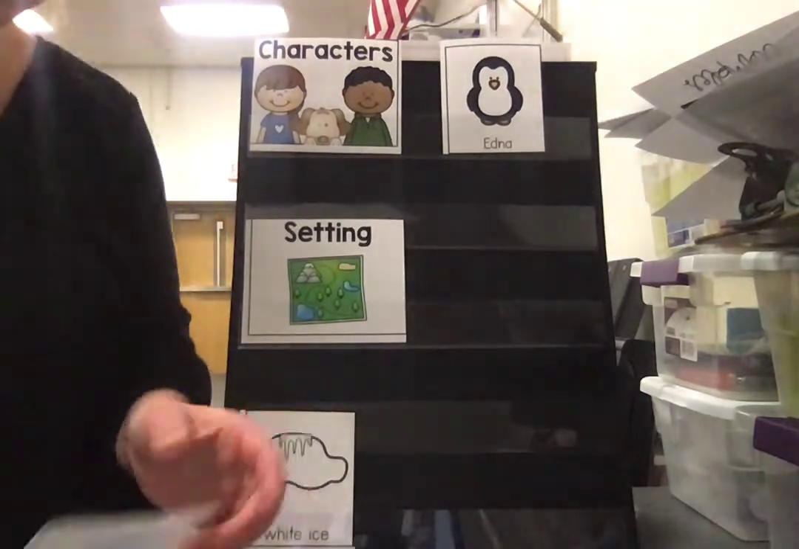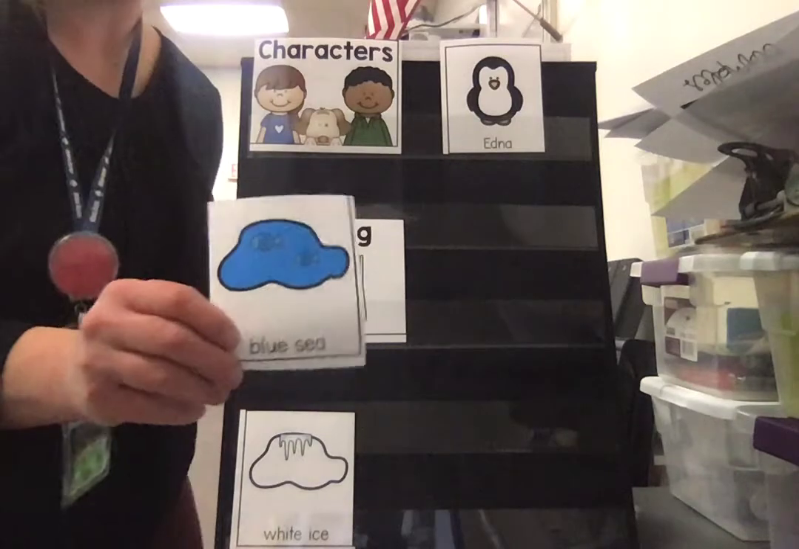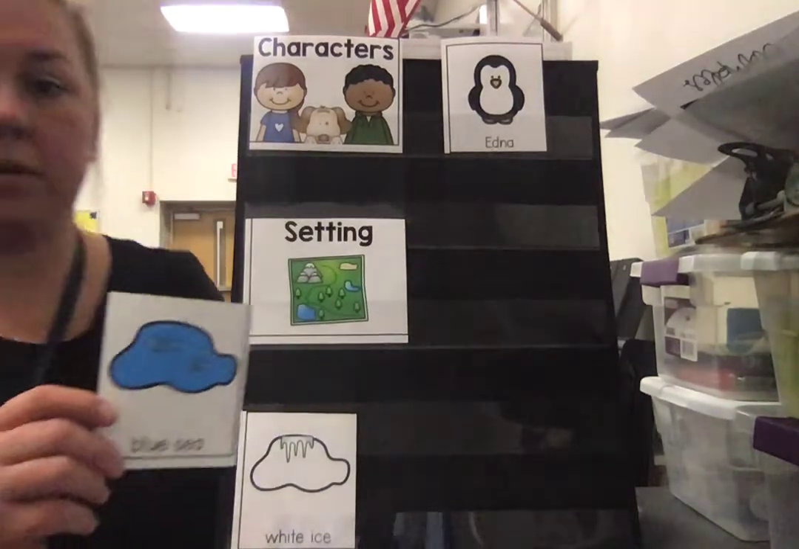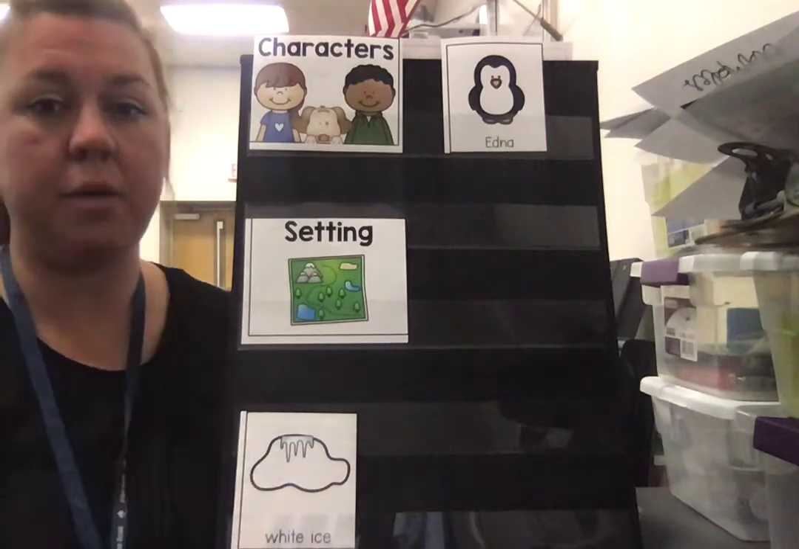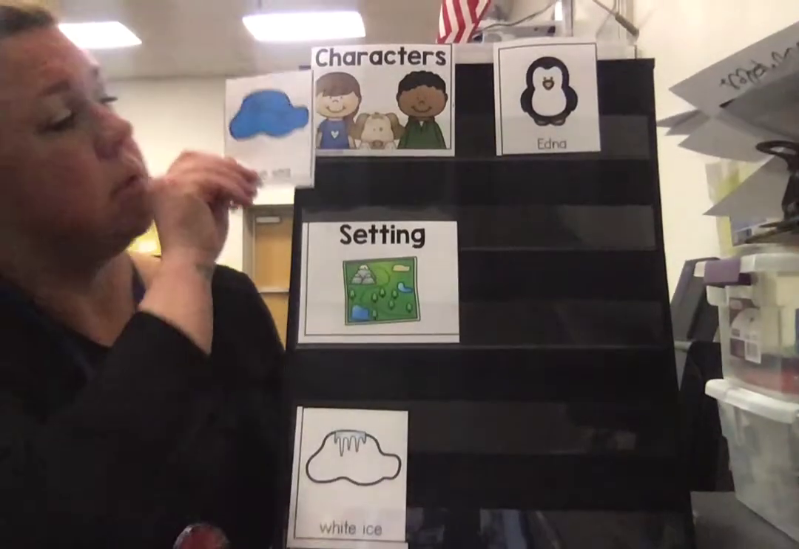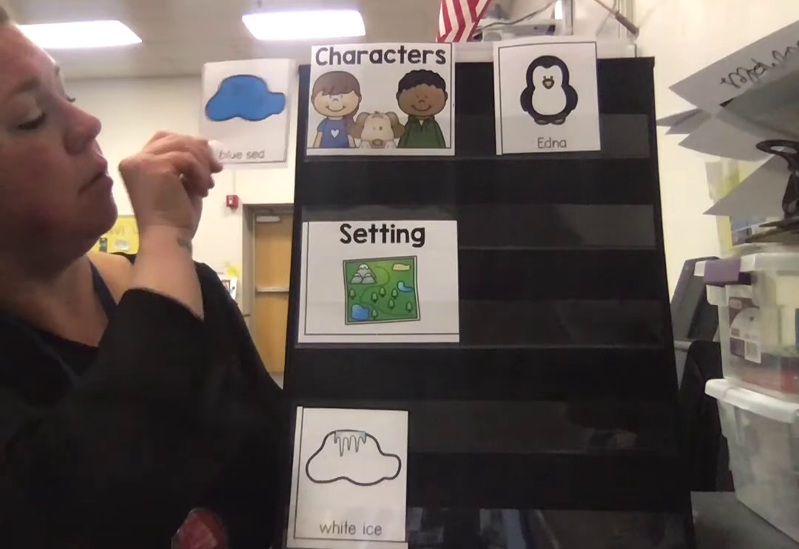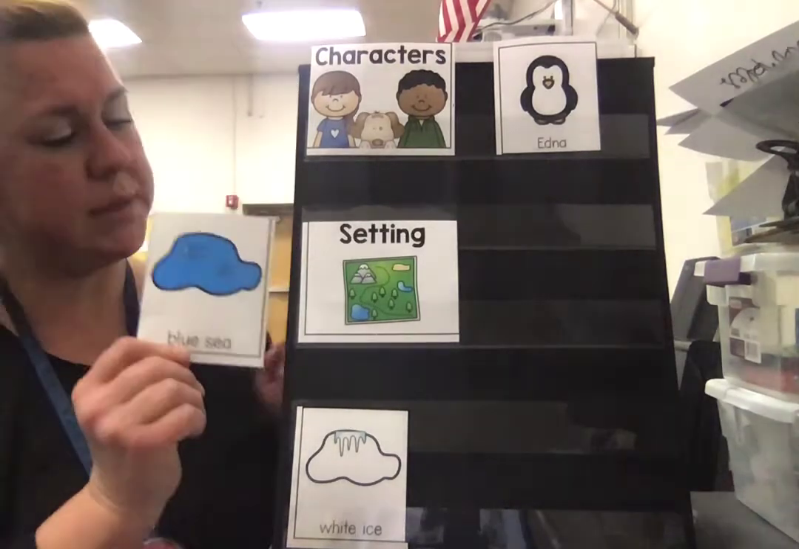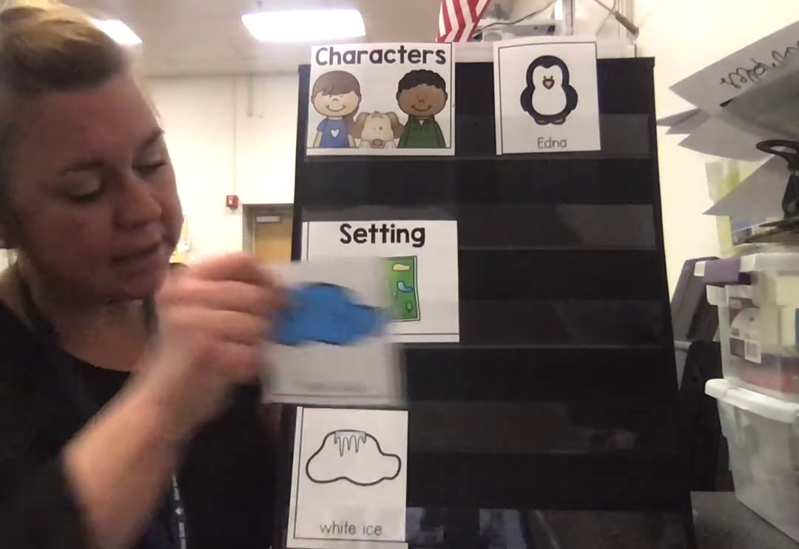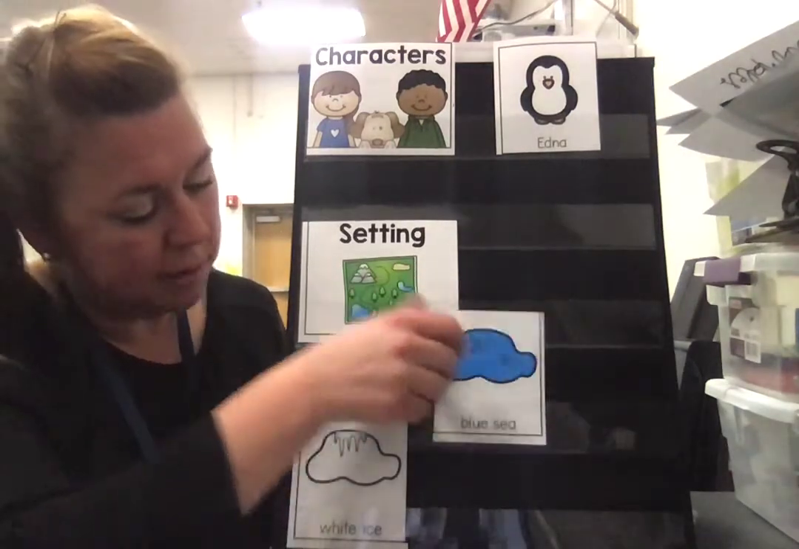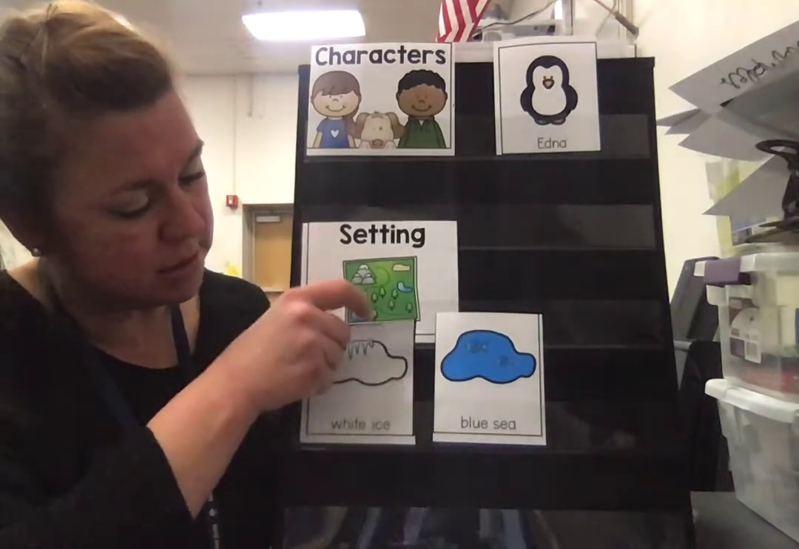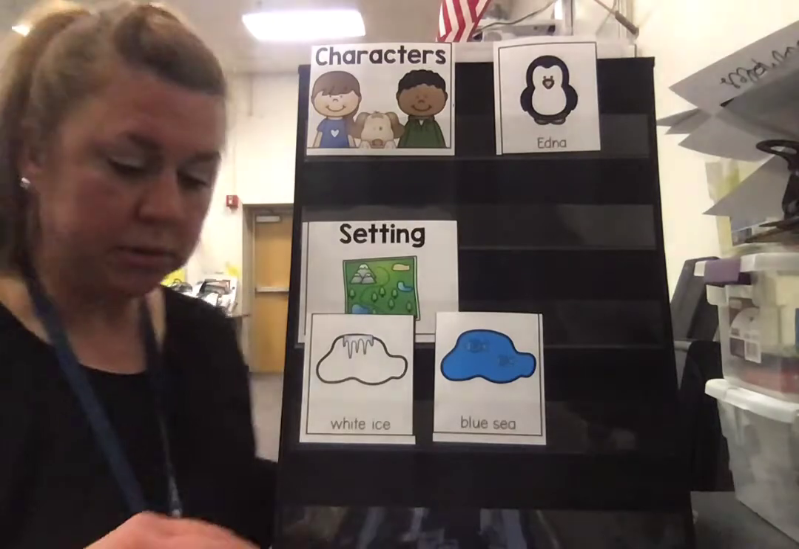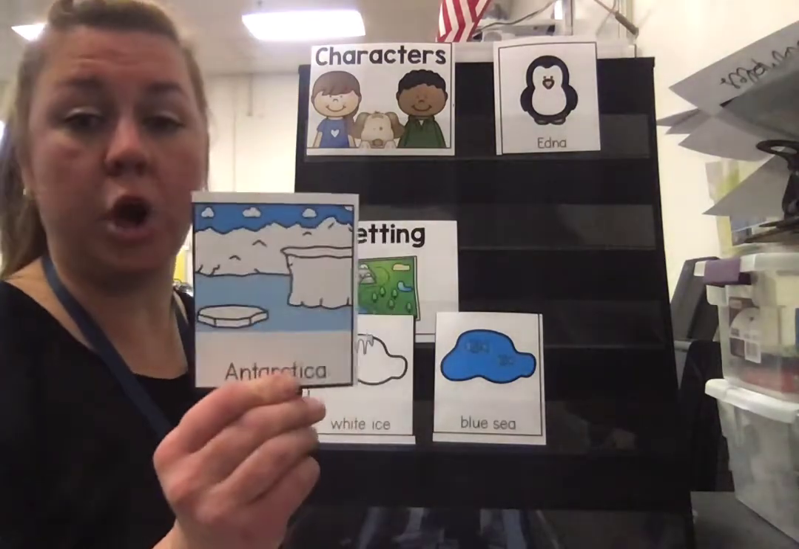So then we also talked about where they went fishing to find food. Did we think that was a character or a setting? I know it has animals in it, but it's called the Blue Sea. Yep, that's a setting too. So for settings so far, we have white ice, blue sea, and then Antarctica.